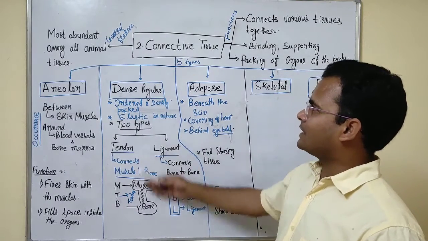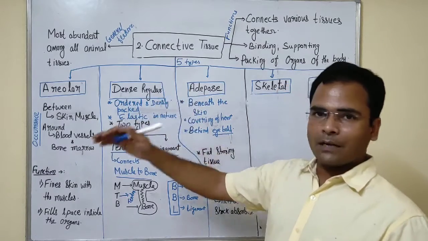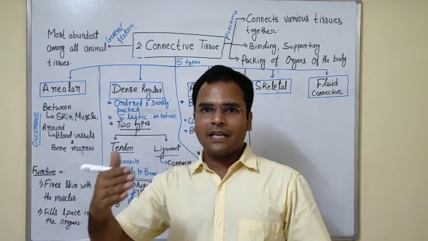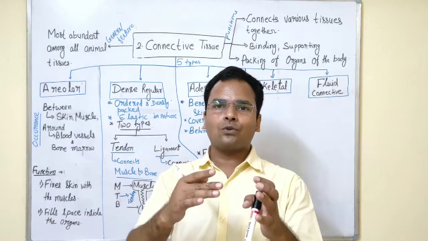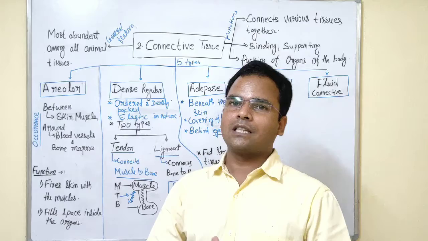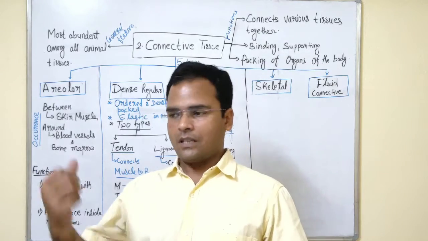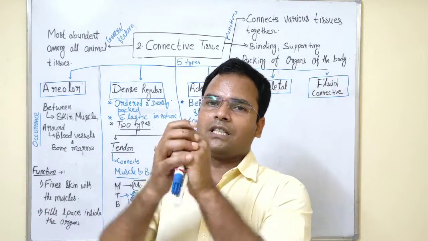So it's a connective tissue. It is a dense regular type of connective tissue. It is densely packed, regularly arranged, and its function is to connect muscle to bone and bone to bone. If you observe the entire body, either the muscles are there or the skeleton system is there, and both are associated with each other.